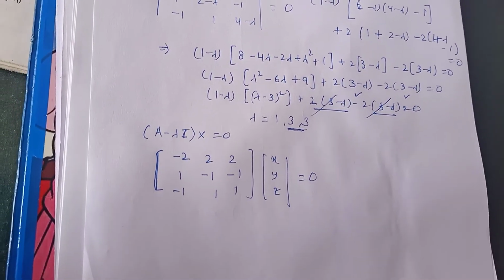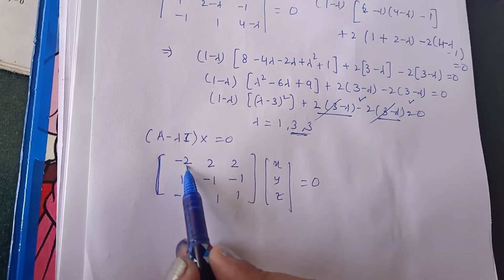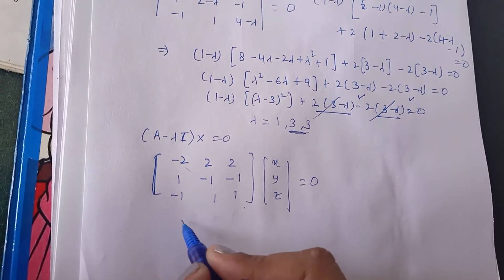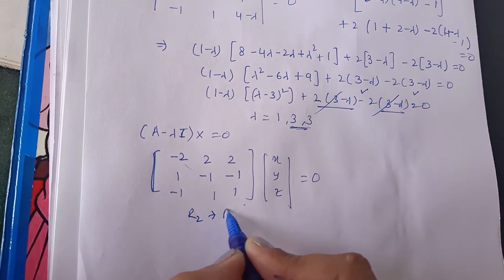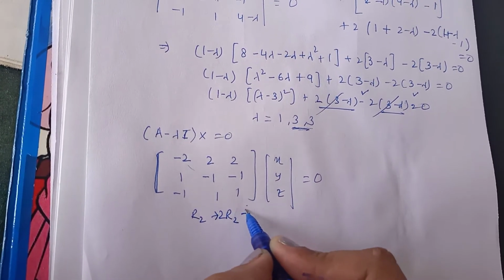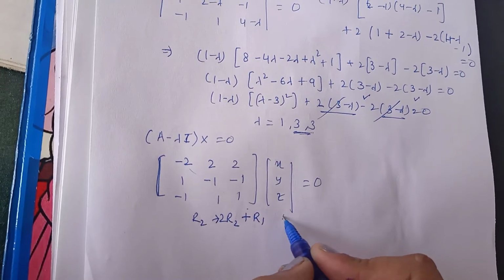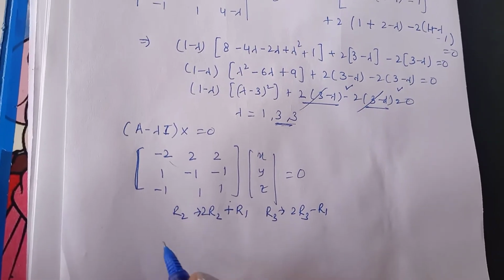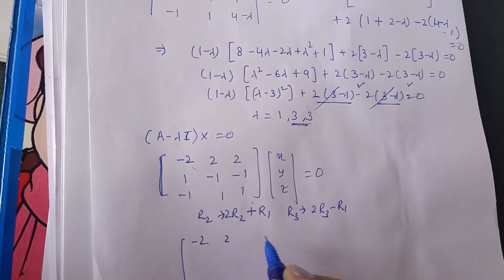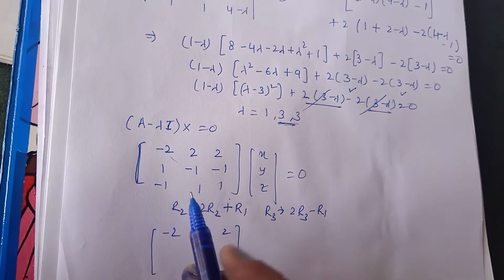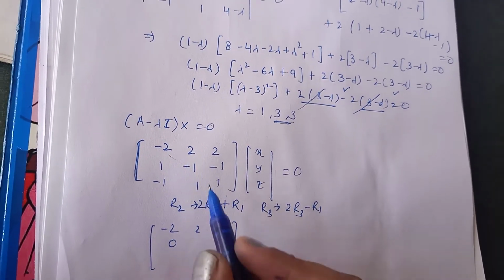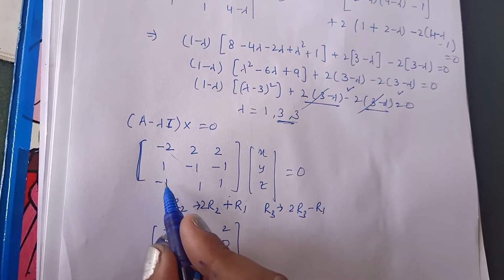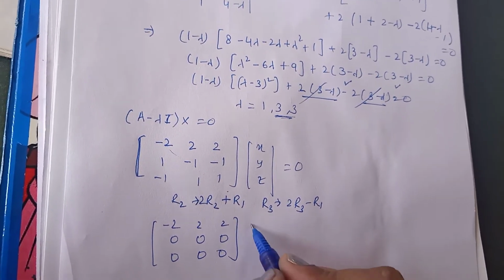Now reduce this matrix to an upper triangular matrix first. So I will make these three entries 0. So this will be R2 goes to twice R2 plus R1, so this would be 0, and R3 goes to twice R3 minus R1. So this would be minus 2, 2, 2. So this is 2 minus 2, 0. So this is 2 plus 2, 0. Minus 2, this will be 0, and this will be 0, again 0, 0, 0.